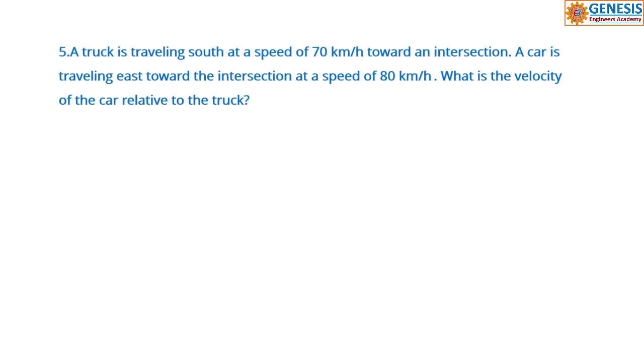And the other one is, the truck is traveling towards south, this is 70, and the car is traveling towards east, this is 80. What is the velocity of the car? So this is the car, this is the truck. So this is VCT, velocity of car with respect to truck. So what would you do? This is VC minus VT.